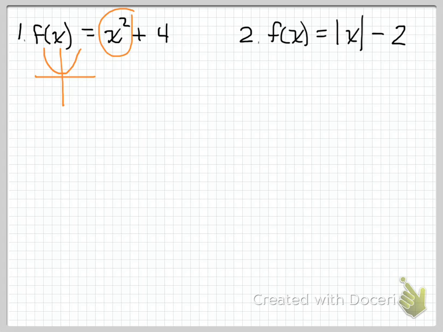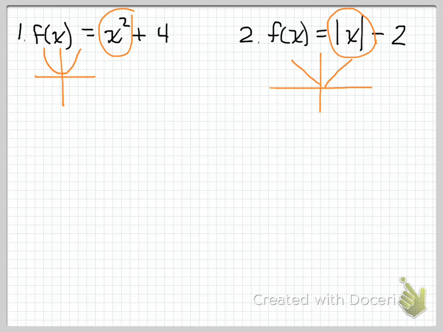If we look at problem number 2, our parent function is the absolute value function. And the absolute value function has a V shape, and its point is at the point 0, 0. So now the next thing that we want to do is to identify the transformation if there is one.